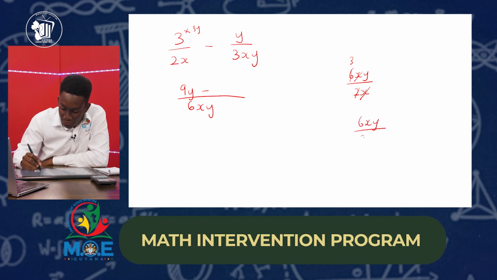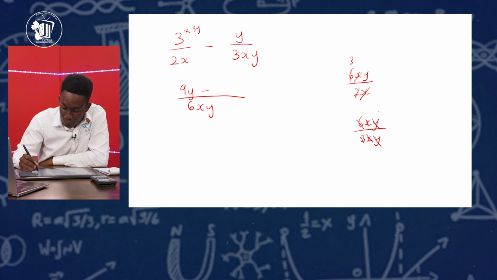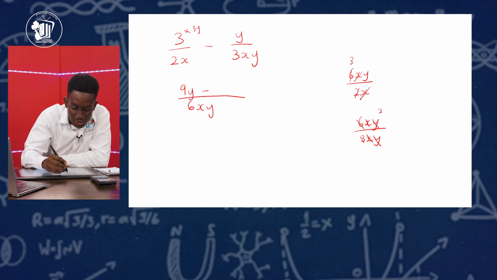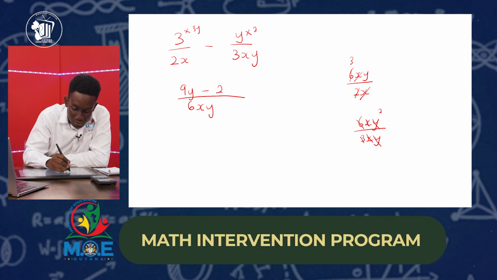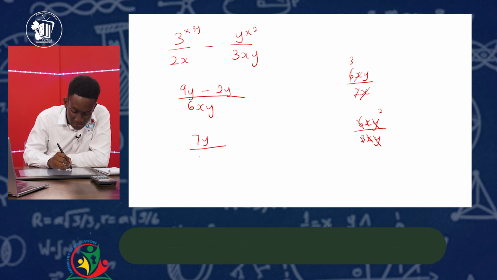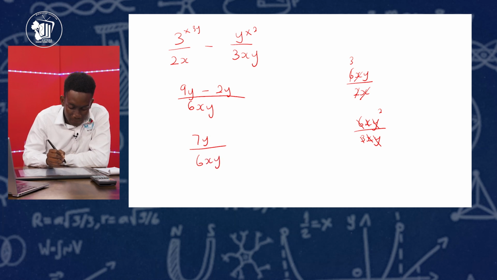6xy divided by 3xy. This y will cancel with that y. This x will cancel with that x. 6 divided by 3 will give you 2. We take that 2 and multiply it by the numerator, which is y. So y times 2 would be 2y. So 9y subtract 2y would be 7y, all divided by 6xy.